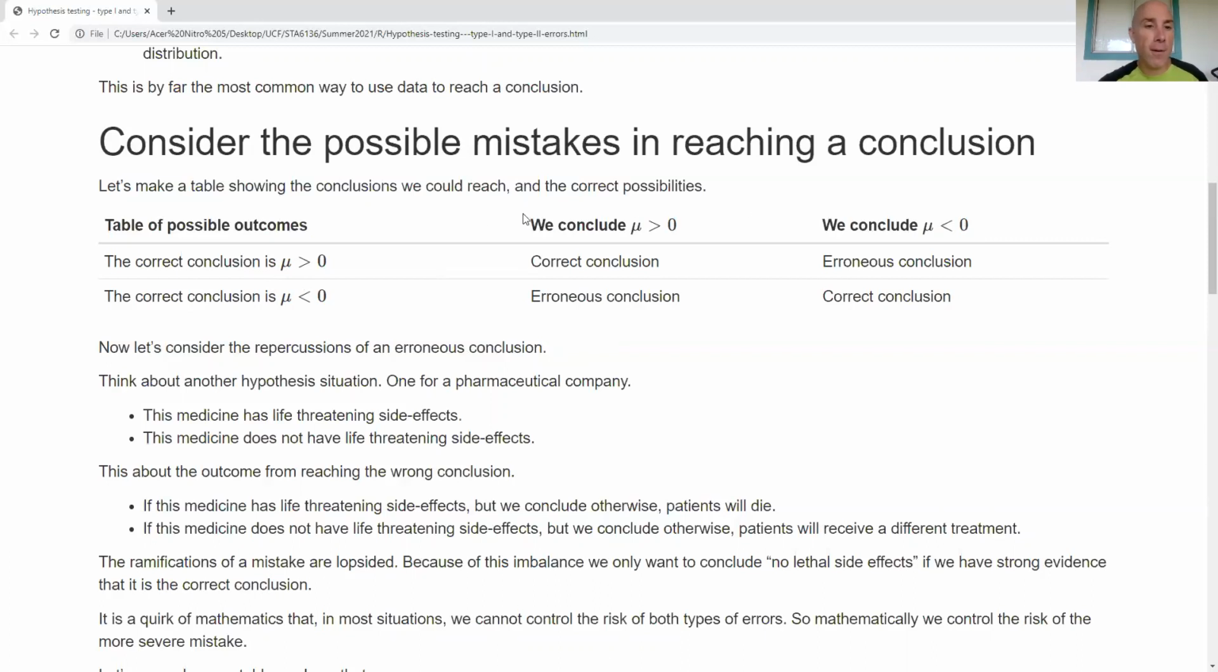If the population average is positive and we conclude that it's positive, then we made the right call. Good job. If the population average is negative and we conclude that the population average is negative, we made the right call. Good job. Now, here is where the risk starts coming in. The population average could be positive, but we could conclude that it's negative. That means that we made a mistake. There's going to be problems.